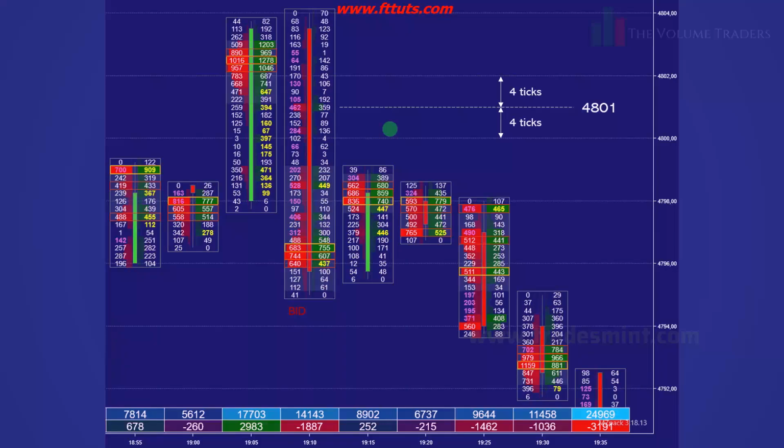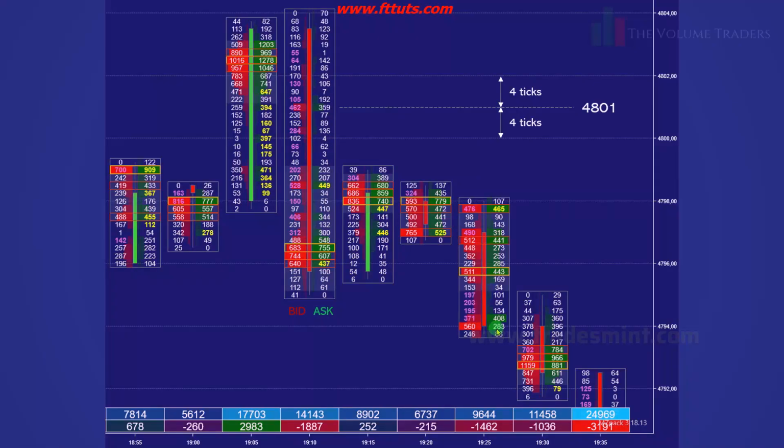The numbers on the left show the volume of contracts that were sold, and this is the bid side. Yeah, the left column, the whole column, is called bid, and the numbers on the right side show the volume of contracts that were bought, and it's called ask. So we have bid and ask on each candle. And this is completely basic knowledge.